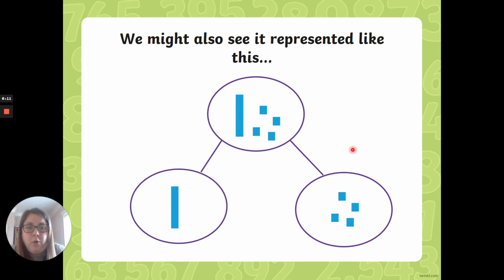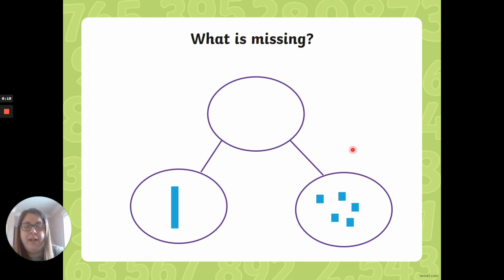So again, there's going to be quite a little bit of pausing, but what I want you to do is draw the part whole model and fill in the missing part. So here you go. So the whole is missing this time. So we've got our 10 and we've got 5 1s. What would the whole be? Draw the part whole model, pause the video, off you go.